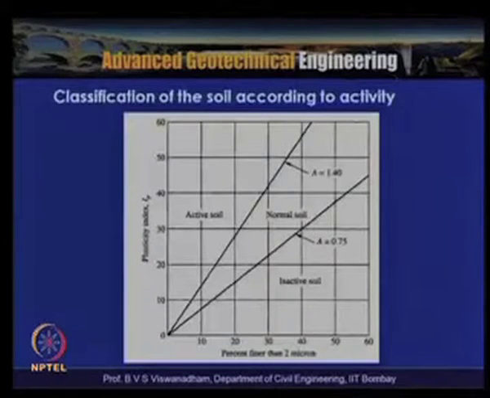The same in another graphical version, which is shown here, the classification of the soil according to activity, where on the x-axis we have percent finer than 2 micron, that is passing 2 micron, plotted in percentage. On the y-axis we have plasticity index. So the soils having activity values here are potentially susceptible to expansive nature. Illite type of clays fall here, and kaolinite type of clays are somewhere here.